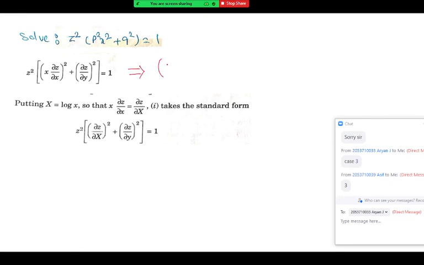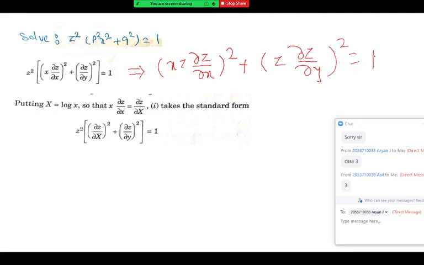I will take here (x z ∂z/∂x)² plus (z ∂z/∂y)². This is another way of doing the same question. In the book they use only this substitution, ∂x by x as capital X. They only replace that x, but we can replace x and z here. So we can replace z ∂z by ∂ capital Z.